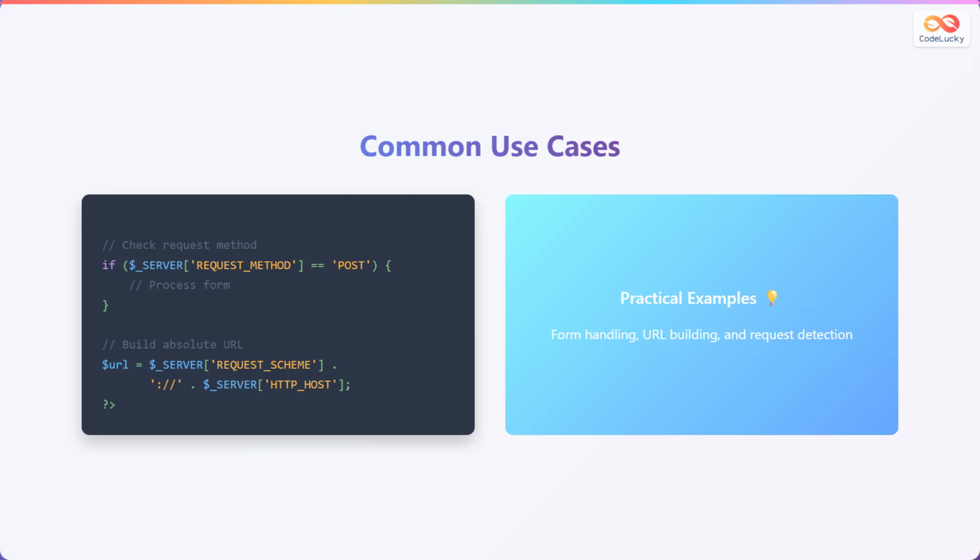Let's consider some common use cases for the $_SERVER superglobal. The code shows how to check the request method to process forms only when the method is POST. It also shows how to build an absolute URL using REQUEST_SCHEME and HTTP_HOST. These examples show how to use the $_SERVER variables for tasks like form handling, URL building, and request detection in your PHP applications.